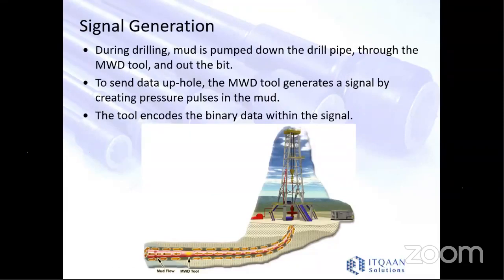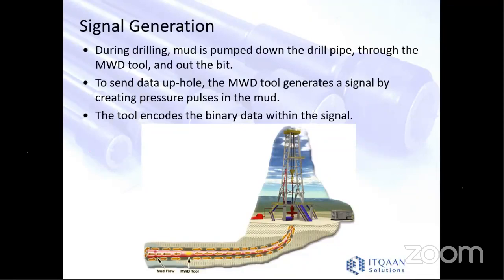So the first step is taking the downhole measurement, as we mentioned. The second one is data conversion. The third one is signal generation. During the drilling, the mud is pumped down, as we all know. The mud is pumped down inside the drill string through the MWD tools and out to the bit, and then travels all the way back through the annulus between the hole and the drill string. To send the data uphole, the MWD tool generates a signal by creating pressure pulses in the mud. Okay, so I will just demonstrate this one.